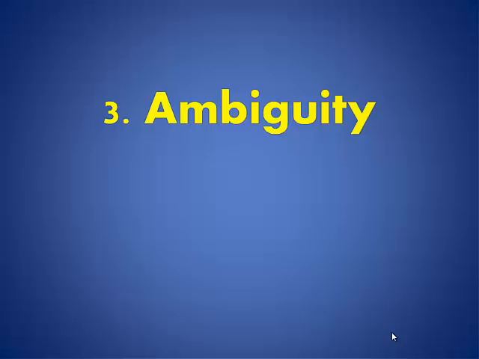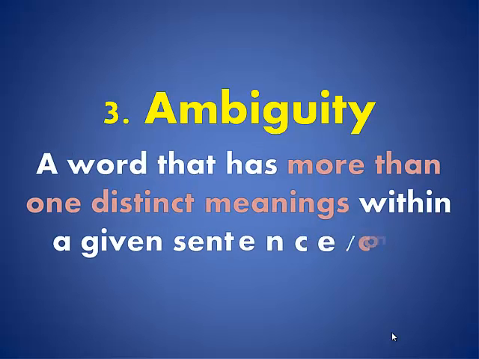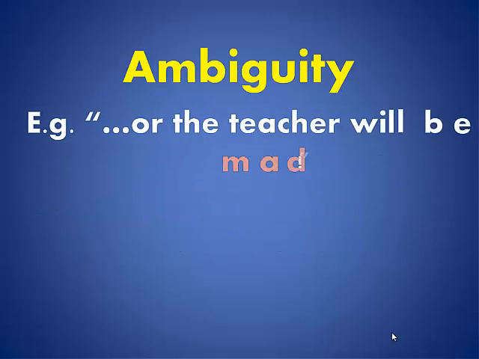Now, the third one is ambiguity. Ambiguity refers to a word or phrase, it can also be a phrase, that has more than one distinct meanings within a given sentence or context. If you want to remember better, ambi means two or more. Let's see an example here. Or the teacher will be mad.